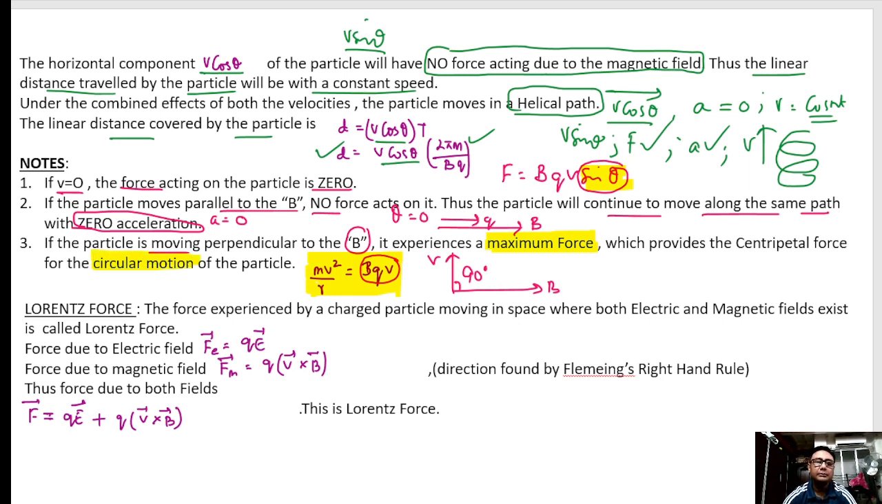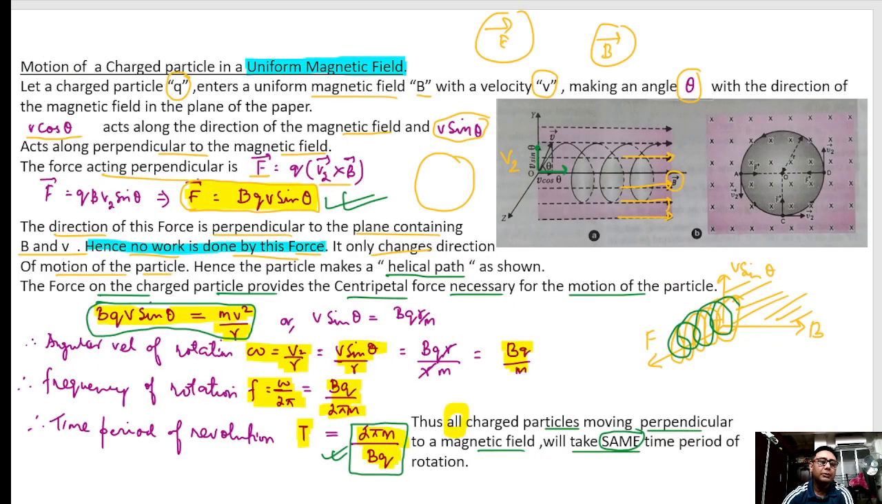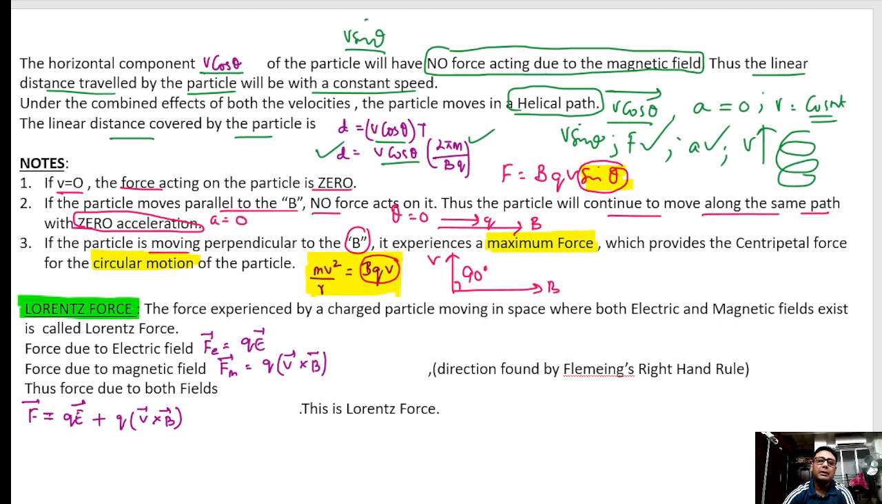Okay friends, let's see. Now another important topic, which is called the Lorentz force. Very, very important topic. What is Lorentz force? We individually studied the behavior of a particle due to an electric field. We studied the behavior of a particle due to a magnetic field. Now we will study the behavior of the particle in both electric and magnetic fields.